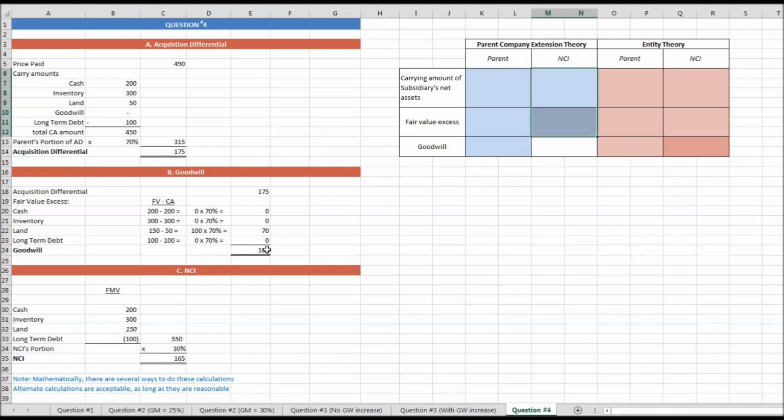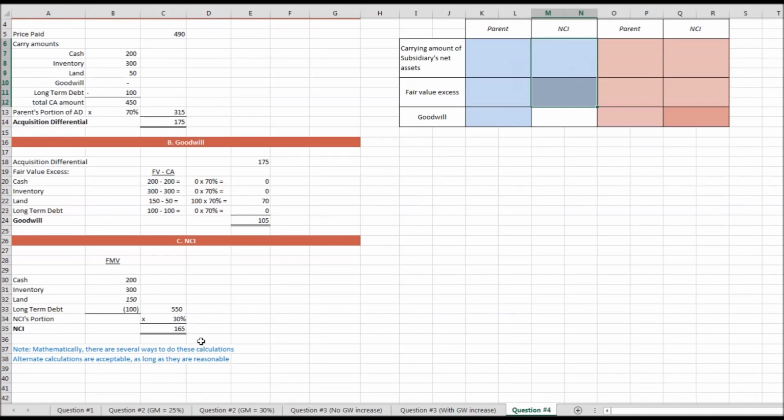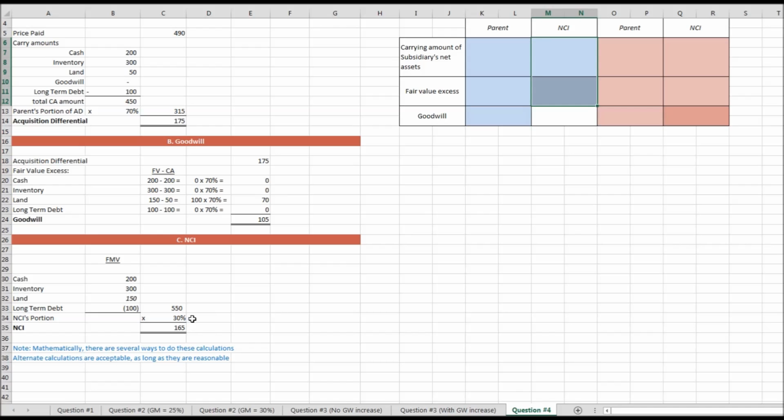So we're not picking up any of this goodwill, any of that. We're just getting the fair market value and the carrying amount. So this right here. None of the goodwill right there. And that's the main difference.